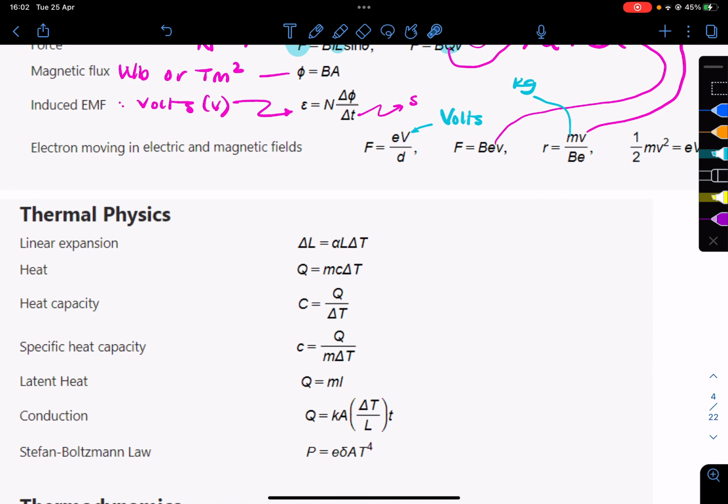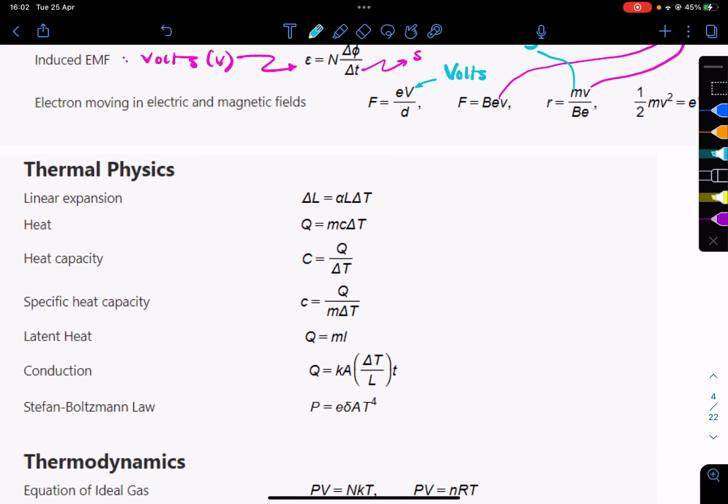Okay, when you study thermal physics, whenever you see Q, that should be in joules. Whenever you see P, that should be in watts. Whenever you see time, that should be in seconds. Whenever you see M, that should be in kilograms. This is not I, this is L. So this is the latent heat of fusion, or the latent heat of vaporization.